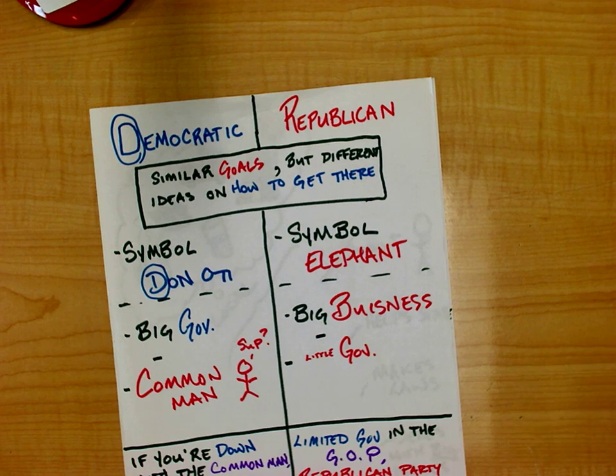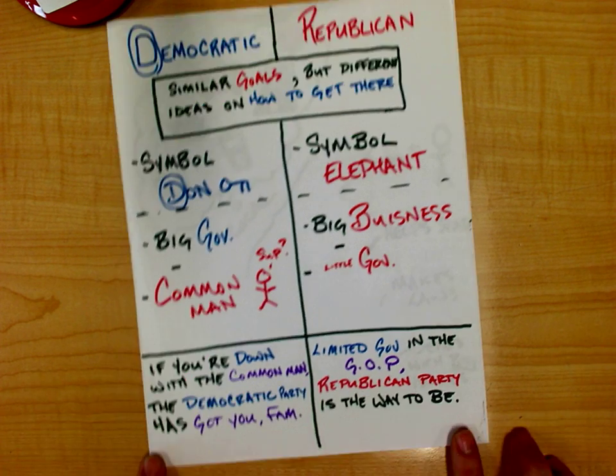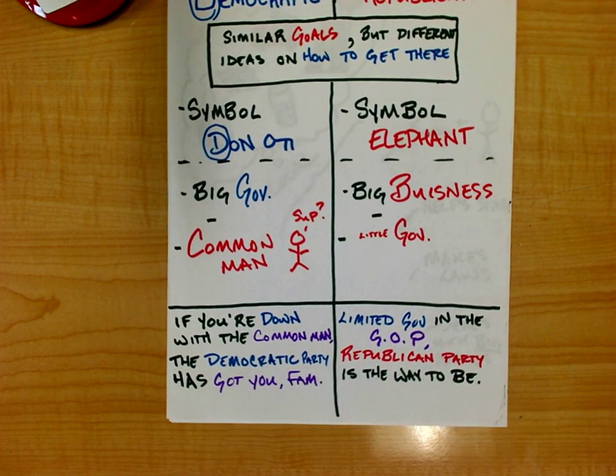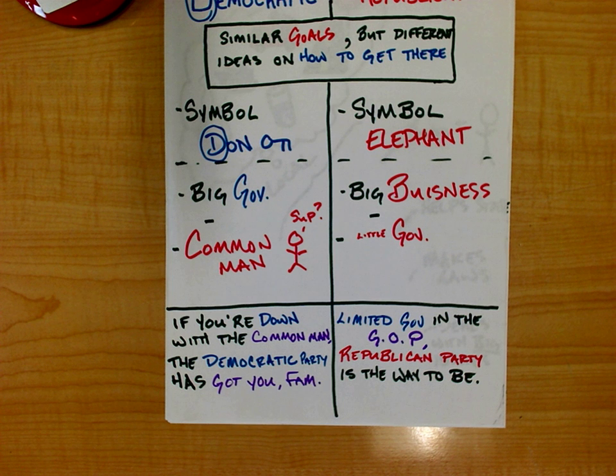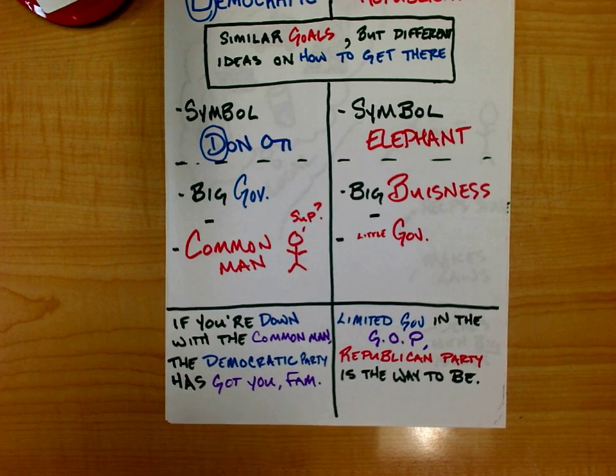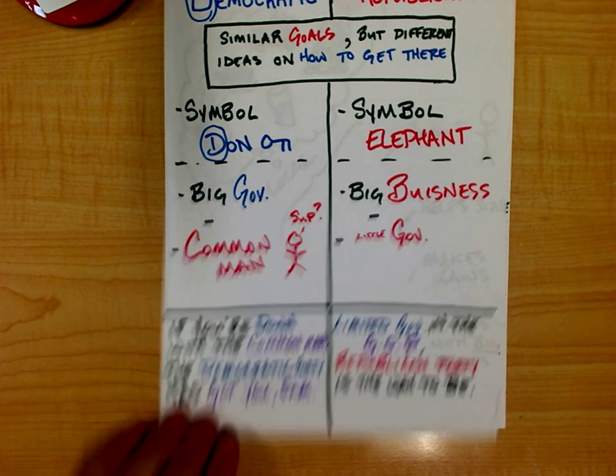So an easy, quick little way to remember the highlights here. Go ahead and copy that down if you'd like. If you're down with the common man, the Democratic Party has got you, fam. And then for the Republican, limited gov in the GOP, Republican Party, it's the way to be. Now keep in mind, GOP stands for the Grand Old Party. If you look at the two of them, that might help you keep in your mind which each one is. So one more time. If you're down with the common man, the Democratic Party has got you, fam. Limited gov in the GOP, the Republican Party, it's the way to be.